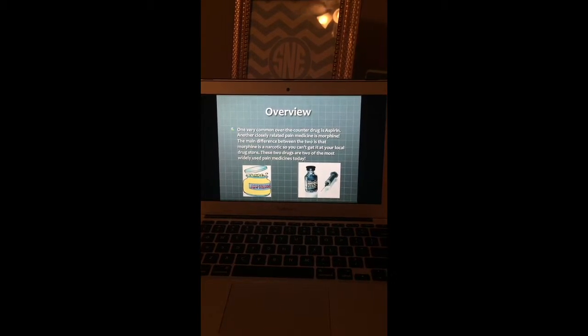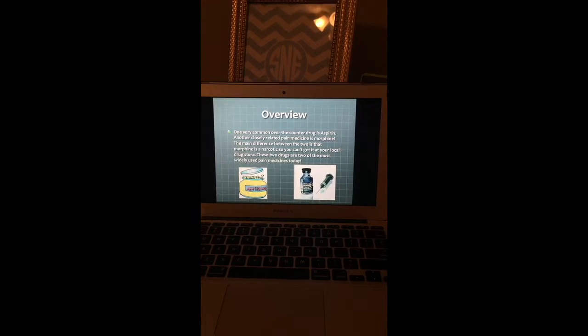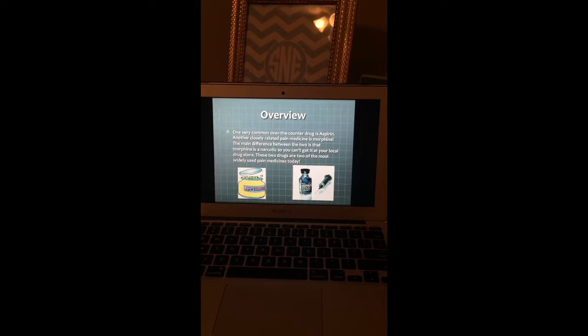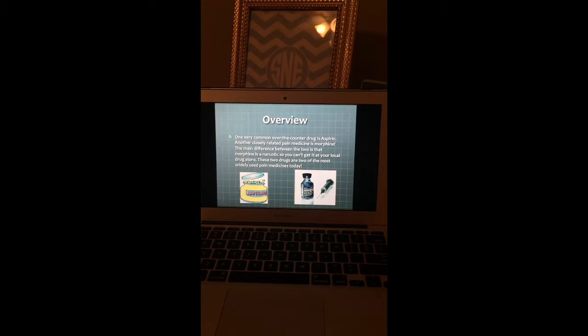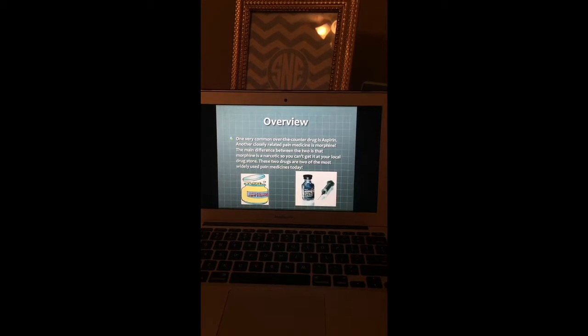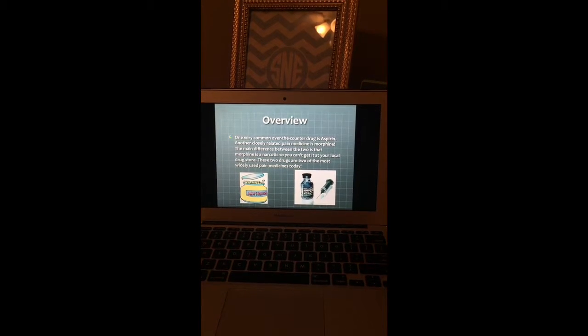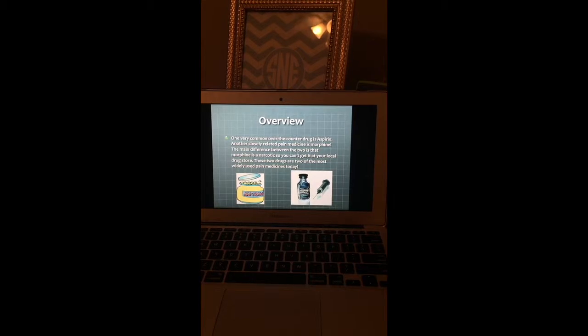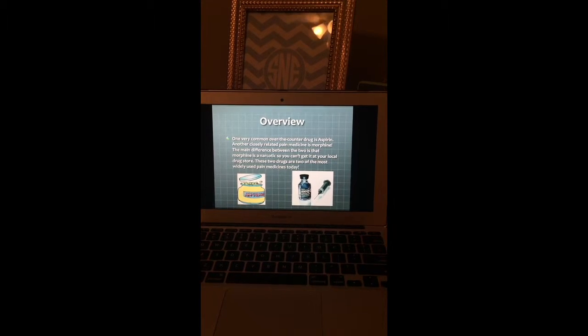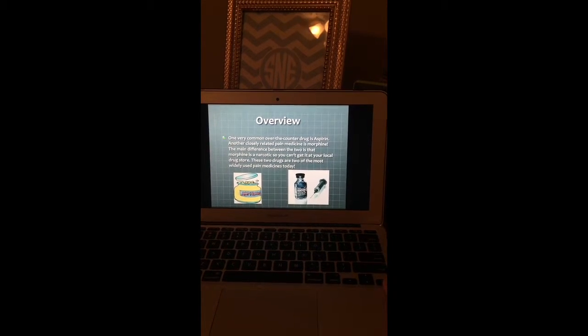Overview. One very common over-the-counter drug is aspirin. Another closely related pain medicine is morphine. The main difference between the two is that morphine is a narcotic, so you can't get it at your local drugstore. These two drugs are two of the most widely used pain medicines today. At the bottom on the left, you will see a picture of aspirin, and on the right is a picture of morphine.